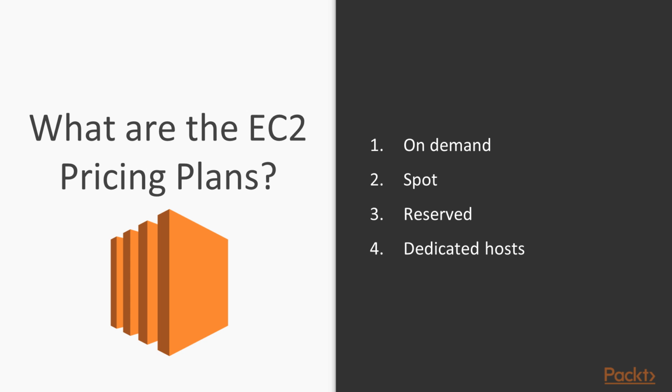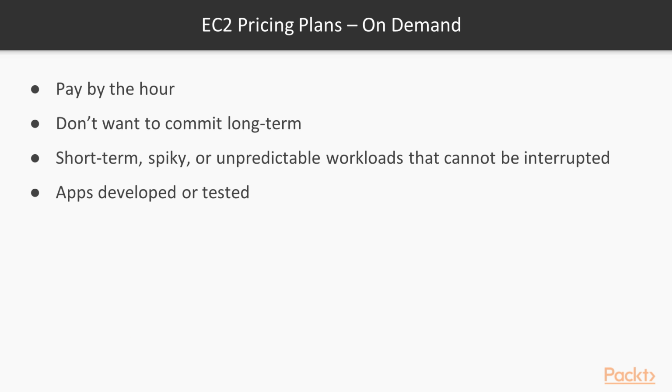What are the EC2 pricing plans? At the moment, there are 4 different pricing plans. The first one is on-demand, then spot, reserved, and dedicated hosts. We will start by talking about the on-demand price plan. This is a pay-by-the-hour price plan. This is applicable when you don't want to commit long-term or make upfront payments, mostly for short-term, spiky, or unpredictable workloads that cannot be interrupted. Think about using on-demand when you're developing applications or testing them.